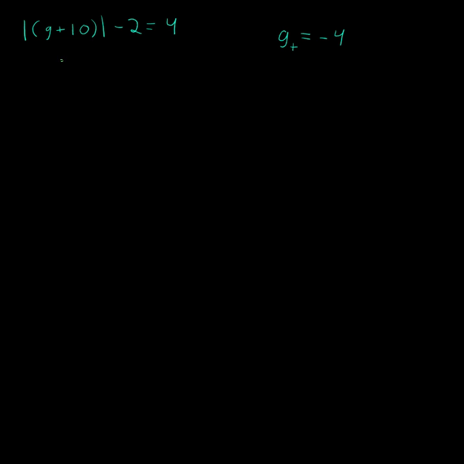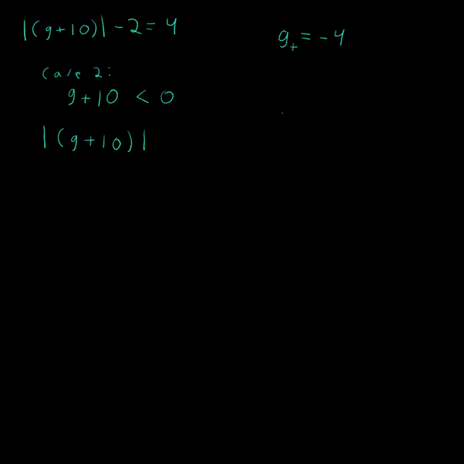Okay, so we're going to look for the other case. What is the other case? Well, that's going to be the case that g plus 10 is less than 0. So if g plus 10 is less than 0, so this would be case 2, then what would the absolute value of g plus 10 be?